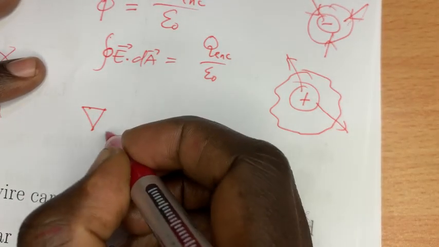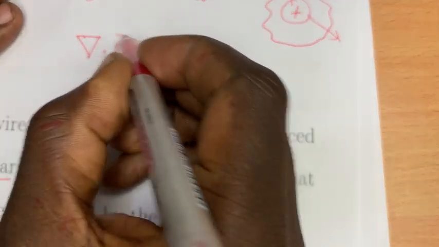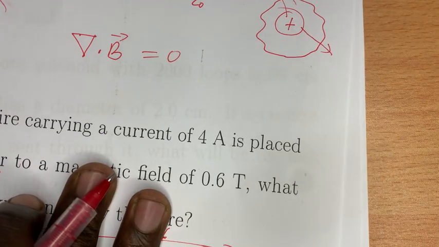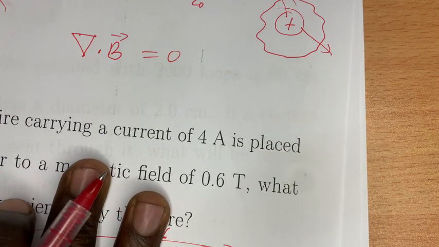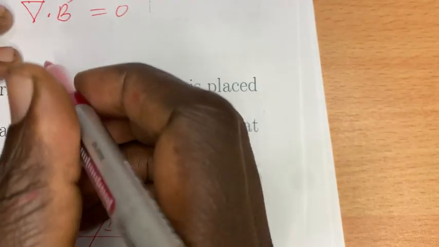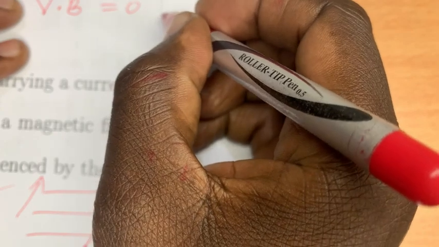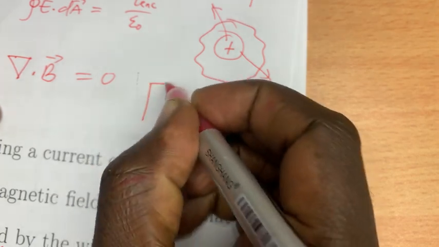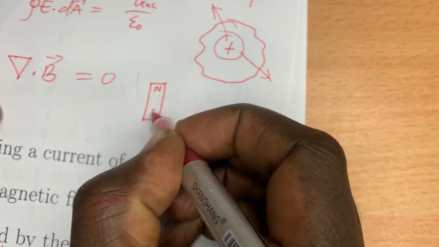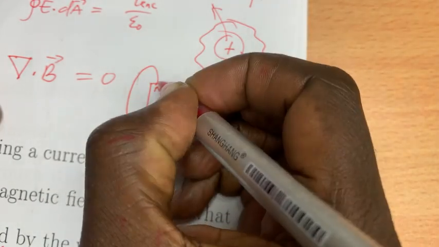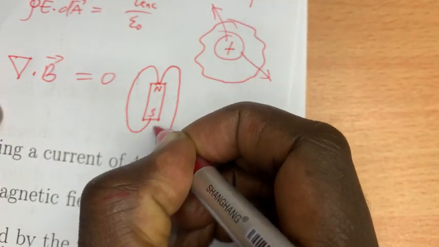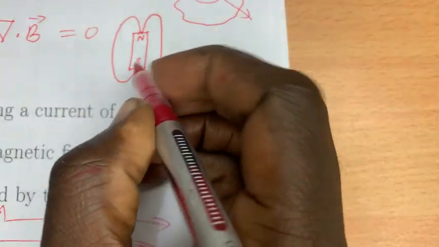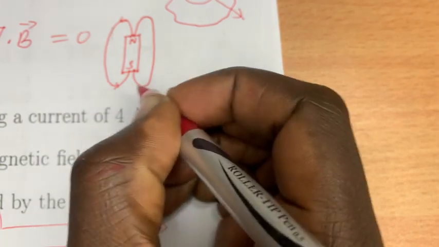So the divergence of B for a magnetic field is equal to 0, and this means that I cannot isolate one pole away from the other. I cannot have a monopole. I cannot have a single north pole or a single south pole. Let's say this is a magnet, this is the north pole, this is the south pole. I know that the magnetic lines of force are something like this.